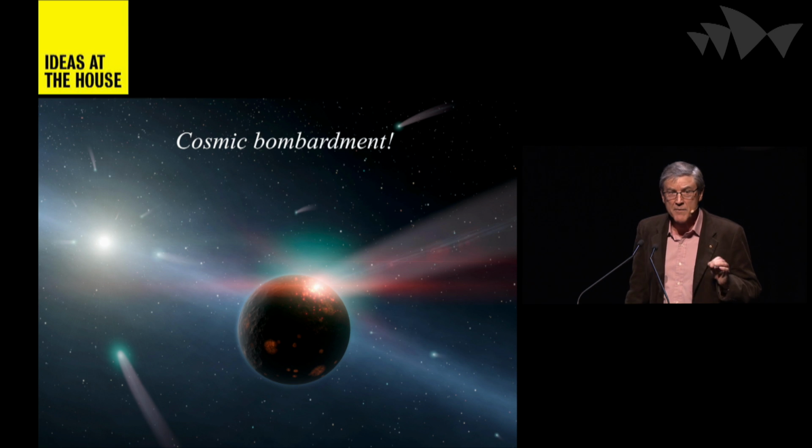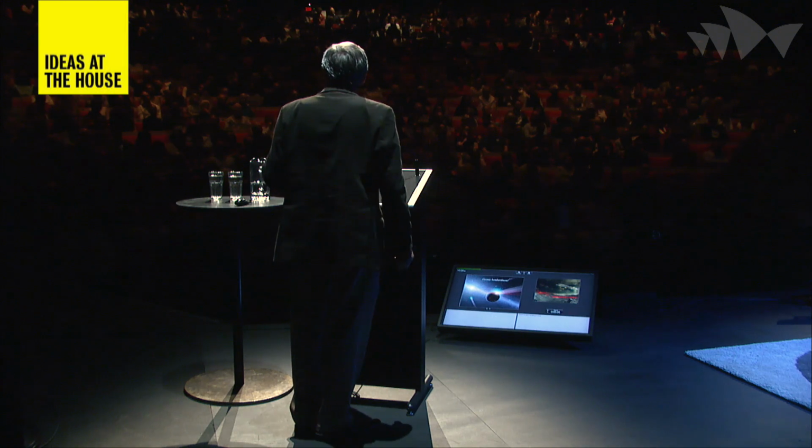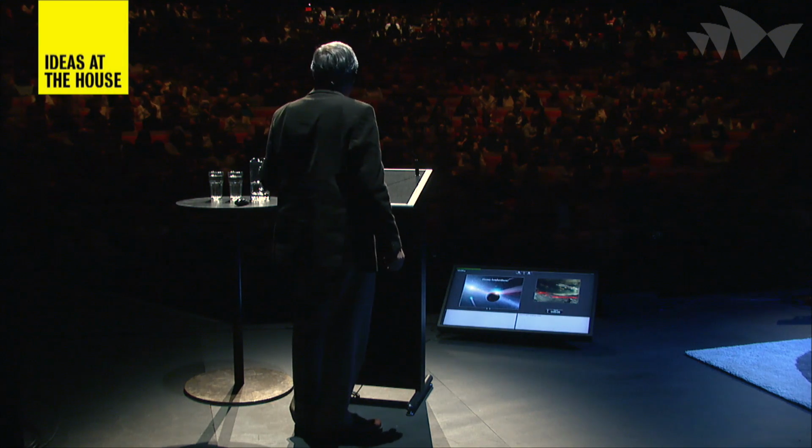Now, I'm sure everyone's familiar with the fact that the dinosaurs were probably done in by a comet that smashed into Earth about 65 million years ago and created a crater about 180 kilometers across in what is now northern Mexico. Well, that was small-scale stuff compared to what was going on in the early time in the solar system.